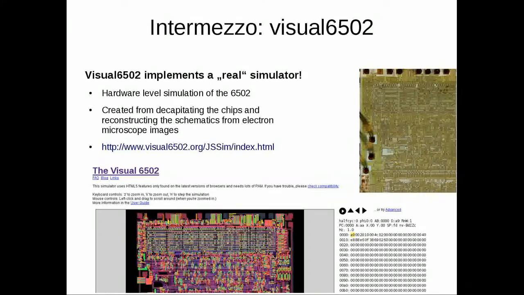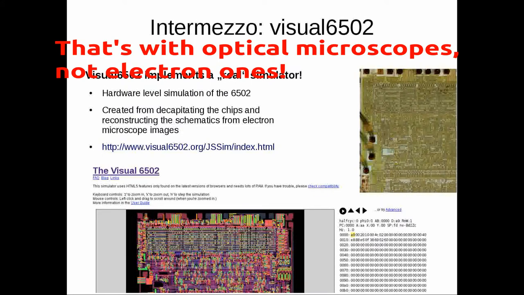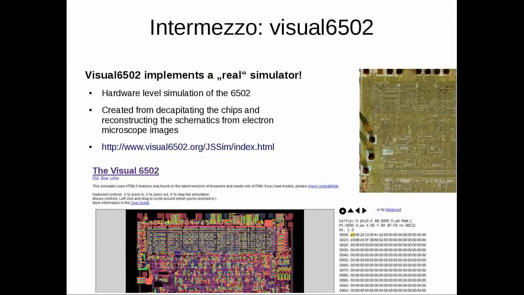So what has recently been done is this amazing thing on Visual 6502. Here the people have decapitated the chips, taken electron microscope images of the different layers of this chip and have reconstructed all the layers into full detail. So you can actually load the whole processor with its only 3,500 and something transistors into your browser and run it as a JavaScript simulation, and actually you can run programs within this emulator in your browser, and you can actually watch each of the signals in this animation that I'm going to show you now.